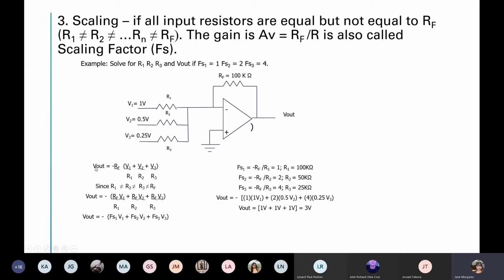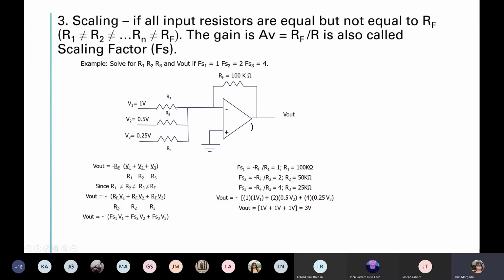Ganun pa rin. So, V out is negative RF times V1 over R1 plus V2 over R2 plus V3 over R3. Take note, hindi natin pwede i-factor out yung input resistors here because none would be the same. Kasi iba-iba yung scaling factor nila. Kaya, walang magiging pareho dyan. So, pinasok ko na si RF. Okay, I distributed the RF to each term. Yan. So, we have negative RF over R1 V1 plus RF over R2 V2 plus RF over R3 V3.